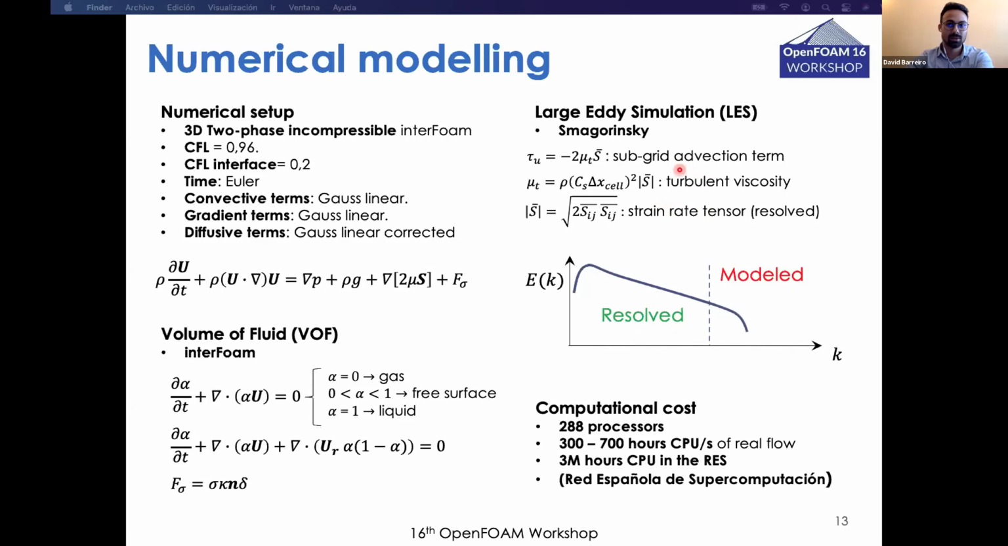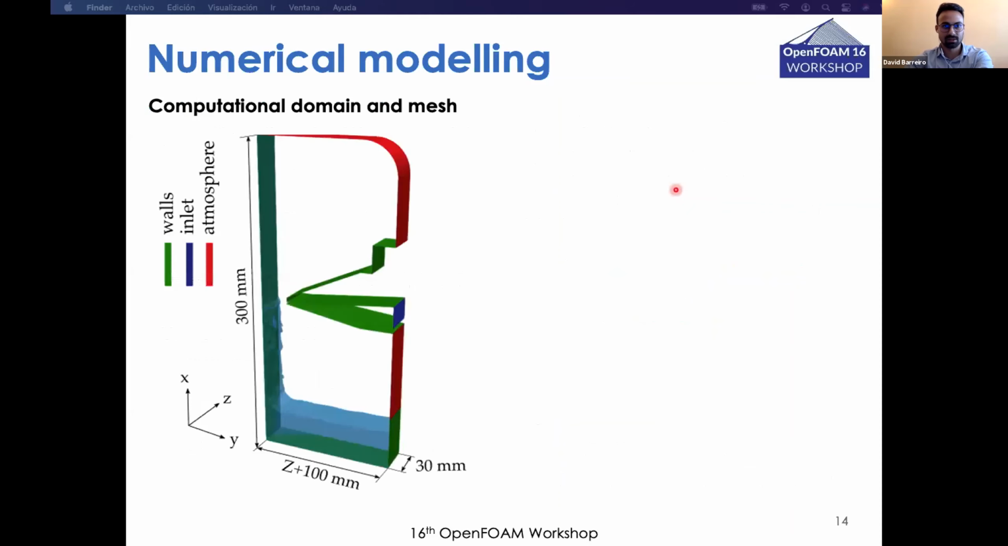Due to the high computational cost of the simulations, we had to ask for 2 periods of 4 months in the Spanish supercomputing network, spending 3 million CPU hours in total. The domain is discretized in a 3D structured mesh, built with blockMesh. The different boundary conditions are represented on the left with colors.